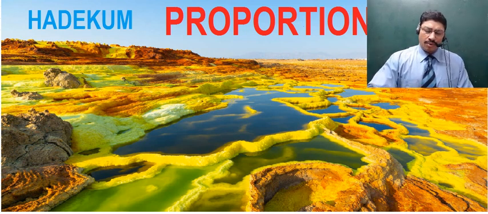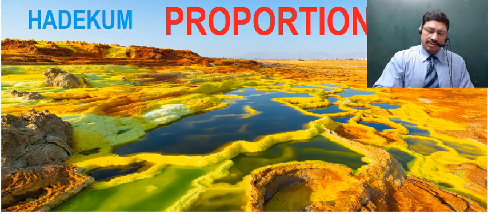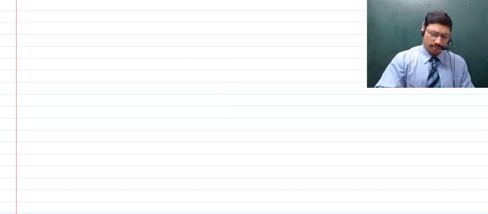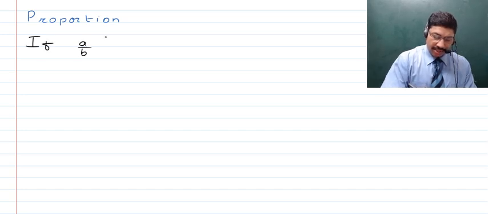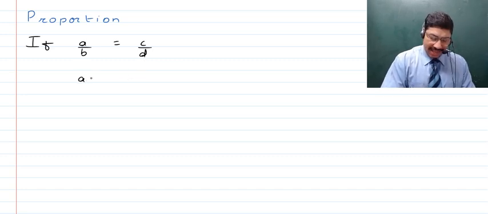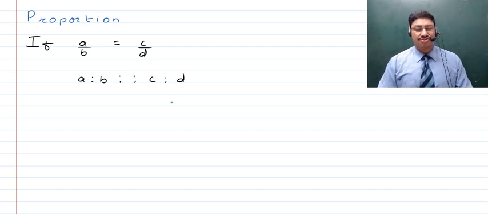So children, when we talk about, say, two ratios to be equal, right, we call it to be a proportion, right? So let's say we try to write what a proportion is. So if we have some A upon B to be equal to, say, some C upon D, then obviously this can be written as A is to B, which is proportional to C is to D. And this, children, is the representation of a proportion, right?